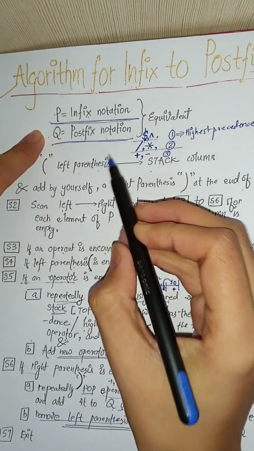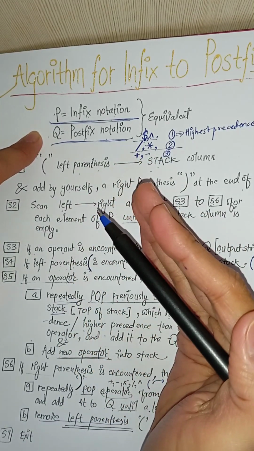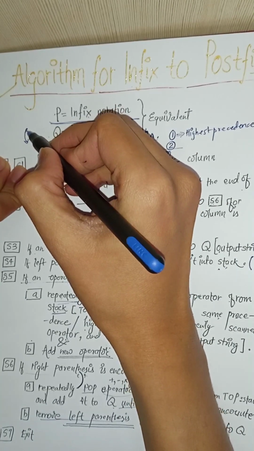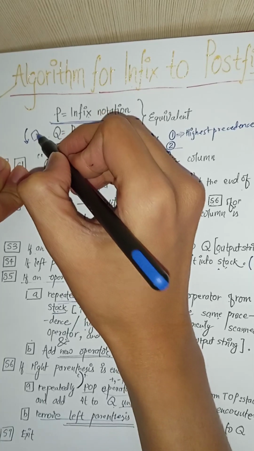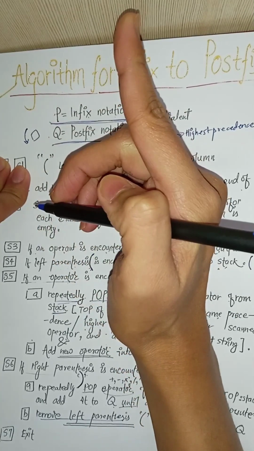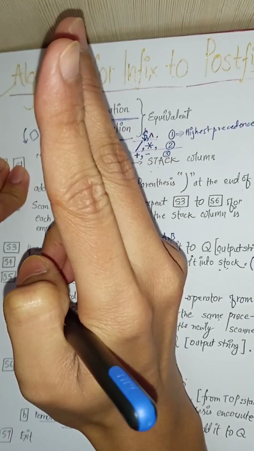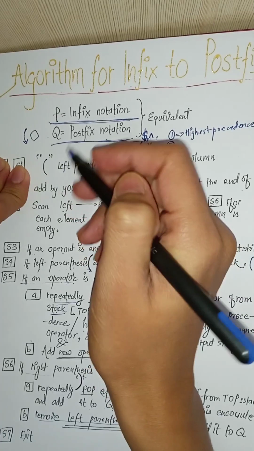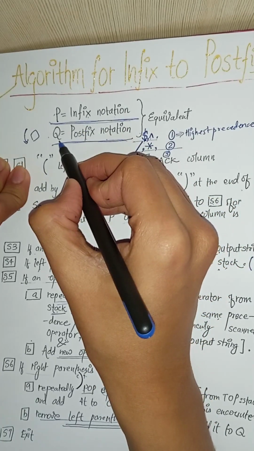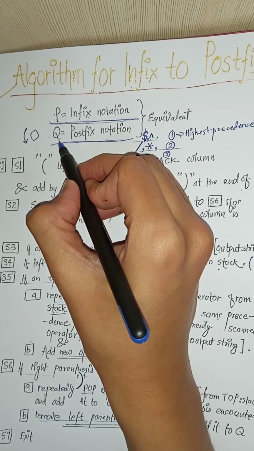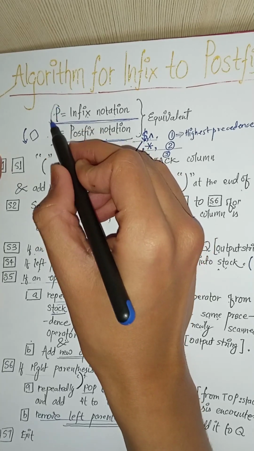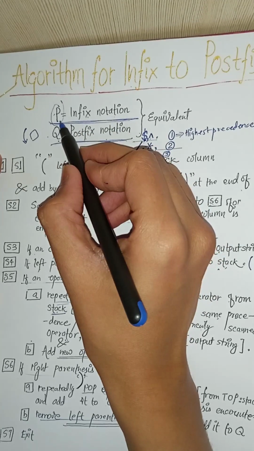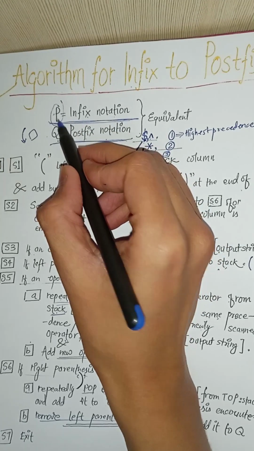Okay, so this algorithm uses a stack, where we temporarily hold elements. In this algorithm we will be using the stack to hold only the operators and the left parenthesis. First is operators and the second is left parenthesis. The postfix expression Q will be constructed from left to right using the operands and operators of P.